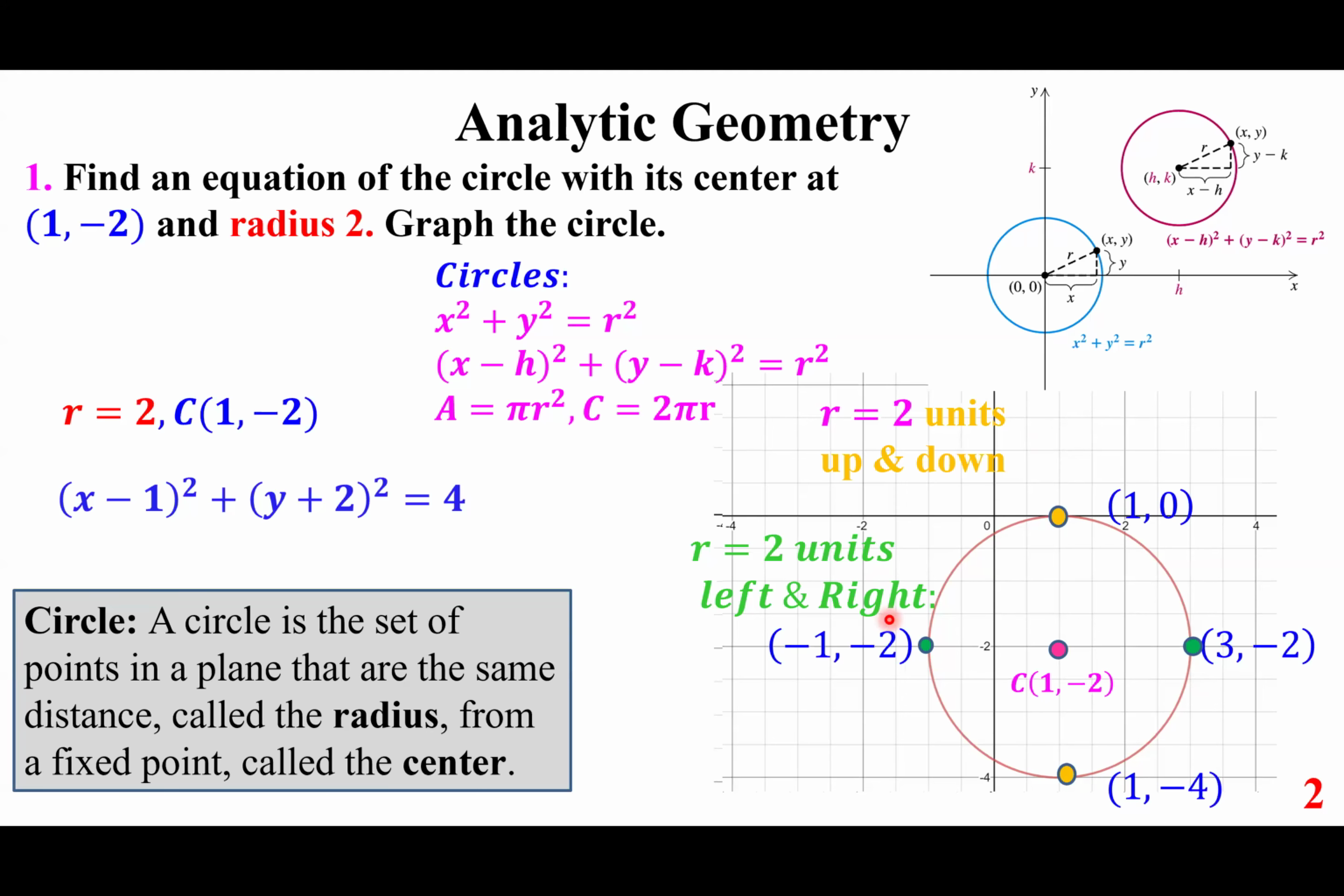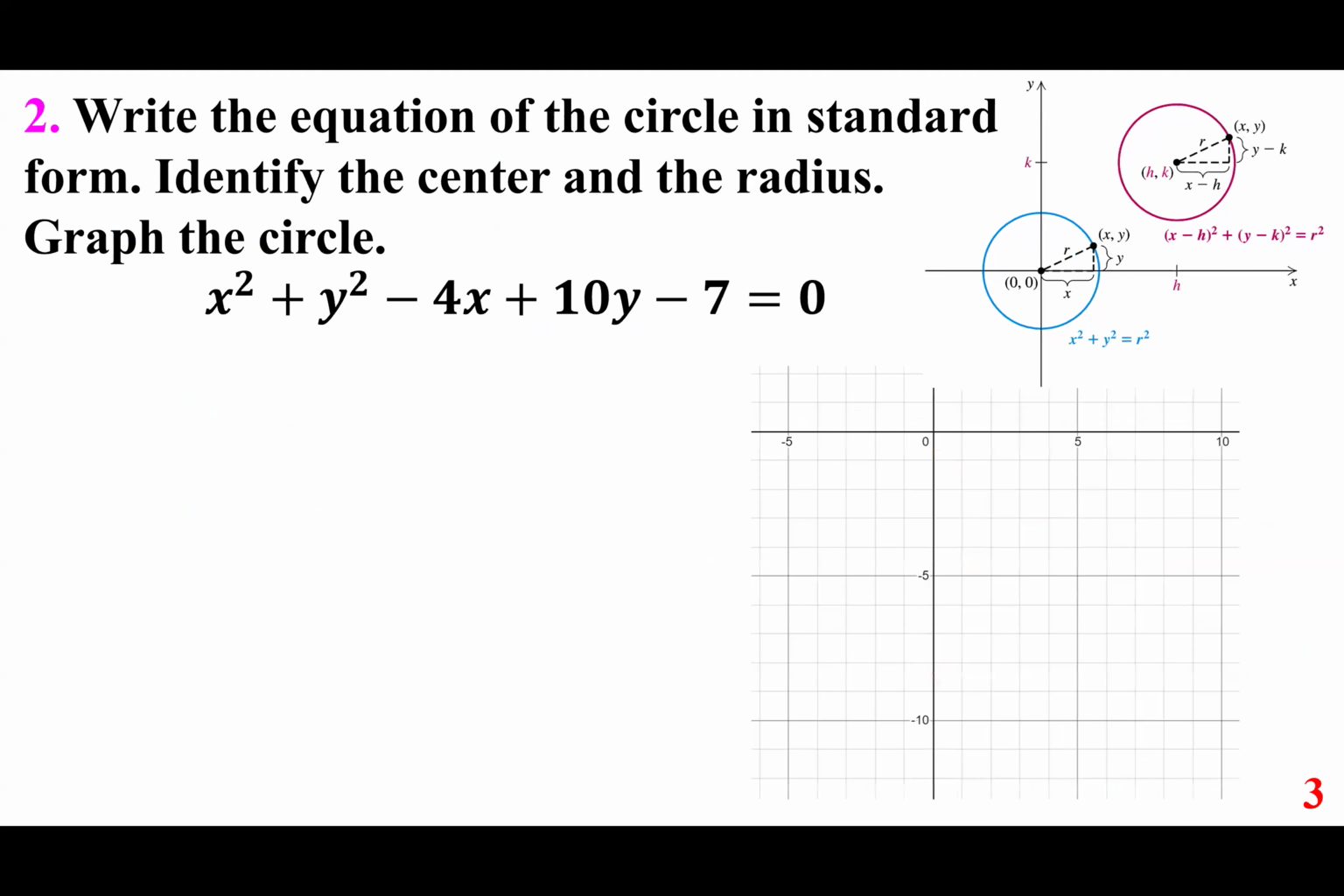Now, write the equation of a circle in standard form, identify the center and the radius, graph the circle. So this is not in standard form. Standard form is this or this. And so what we do, we put x squared and -4x together, y squared and 10y together, and the constant moves to the right, becomes +7. The reason we do that is because we are going to do completing the square.